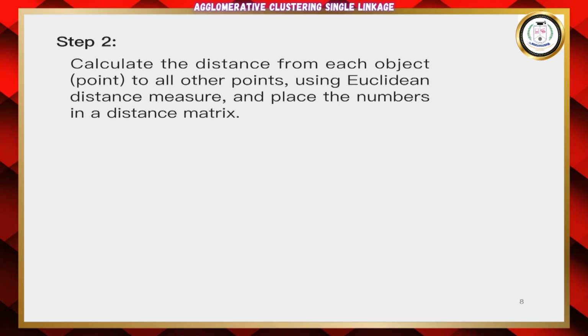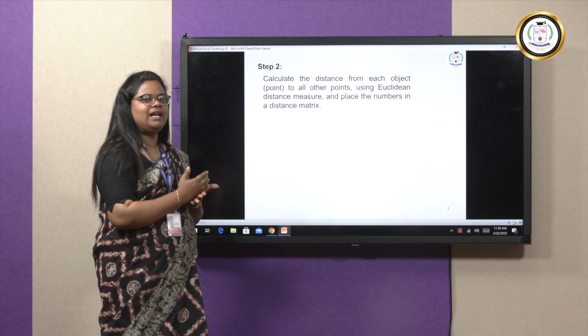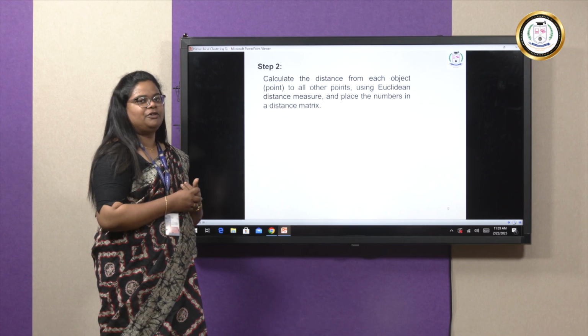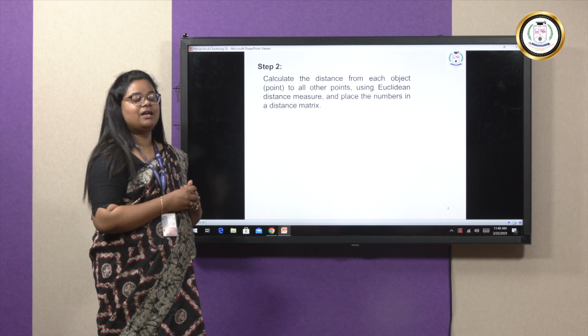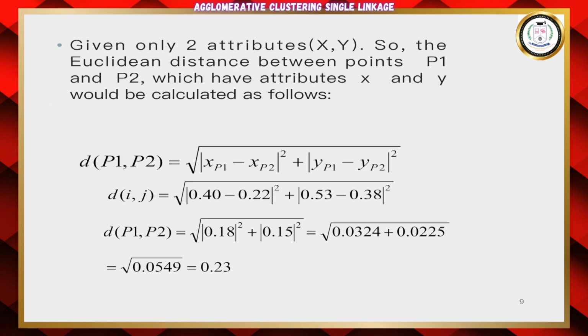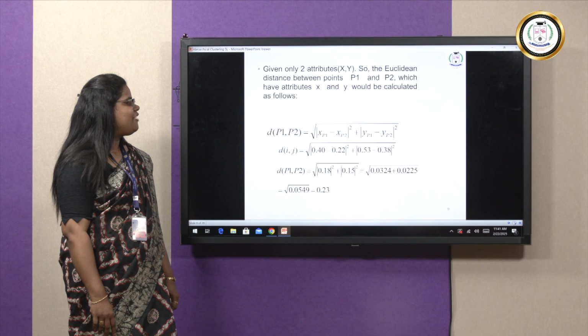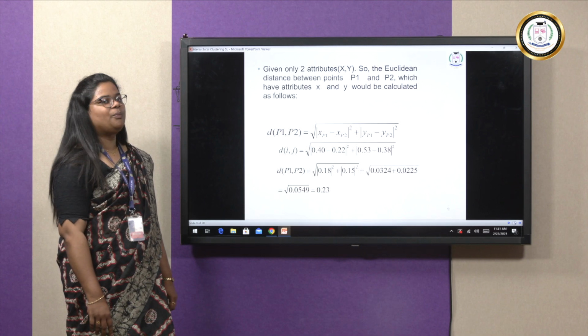Next step, we have to find the distance between each and every point. Here we are using the Euclidean distance method. Everyone knows the formula to find the Euclidean distance. x1, y1 and x2, y2 are the two points of two different data items. Then we can calculate the distance as the square root of (x1 minus x2) whole square plus (y1 minus y2) whole square. Here two different data items, P1 and P2, are given. For the distance of P1 and P2, for P1, 0.40 and 0.53 are the points, and for P2, 0.22 and 0.38 are the points.